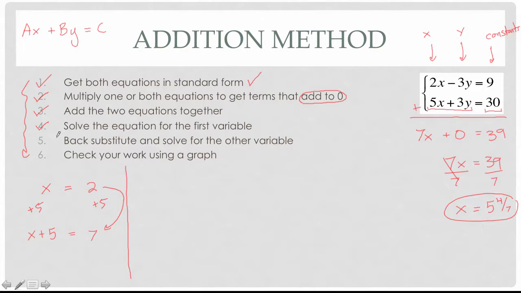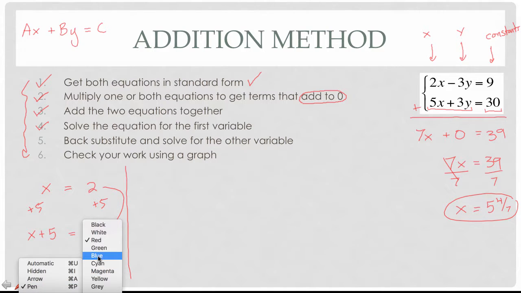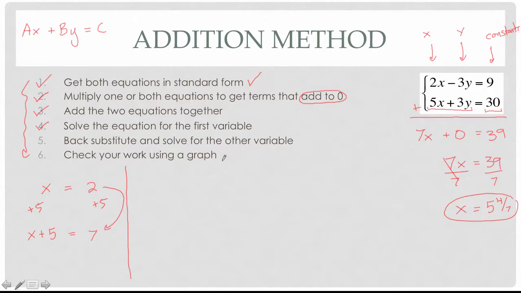Now we still have to do steps 5 and 6 because we still need to know the y value, right? I found x, but what is y? Well, in this case, I can back substitute. I know x is 5 and 4/7. I can put that in now for x and solve for y. And that's what I'm going to do here. I'm going to take the first equation, 2x minus 3y equals 9, and put 5 and 4/7 in for x.